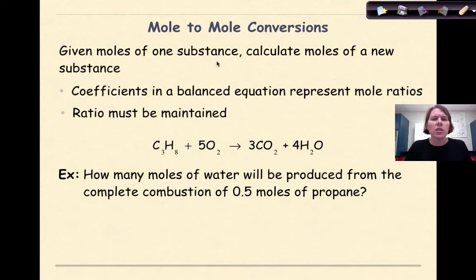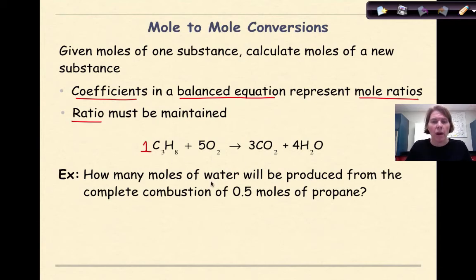So what are we doing here? Well, given moles of one substance, we're going to calculate moles of a new substance. We need to know that the coefficients in a balanced equation are going to represent our mole ratios, and the ratios have to be maintained. In other words, you can't change the numbers that appear in this balanced equation. If I look at this, I have C3H8, which is propane, plus oxygen gives me carbon dioxide and water. There is an assumed 1 here that we need to be aware of, so it's a 1 to 5 to 3 to 4 ratio.